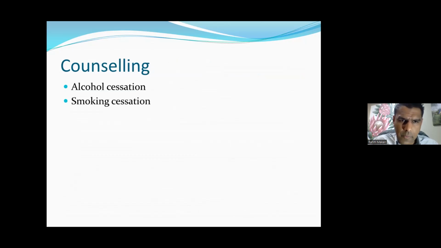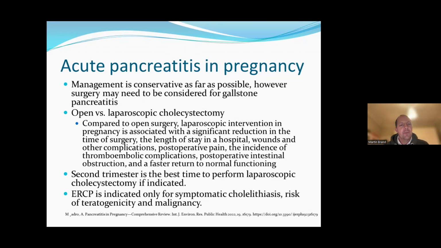One should also remember to counsel the patient. Okay, sorry, let's just go back to your previous slide. Yes. So let's say you've got a lady with biliary pancreatitis, first trimester. What is your plan? Let's say she has just a mild acute biliary pancreatitis.